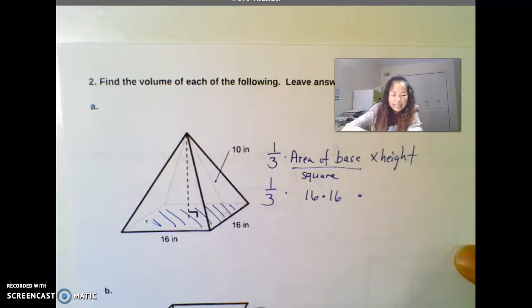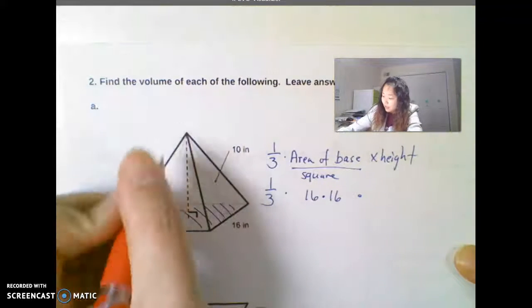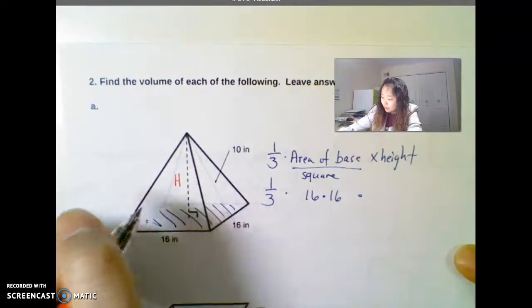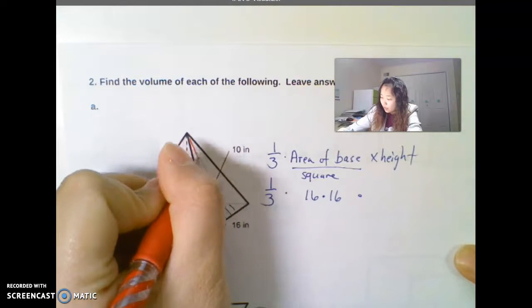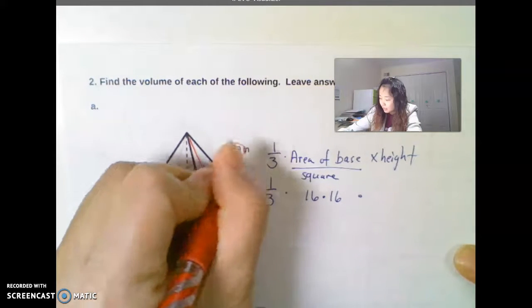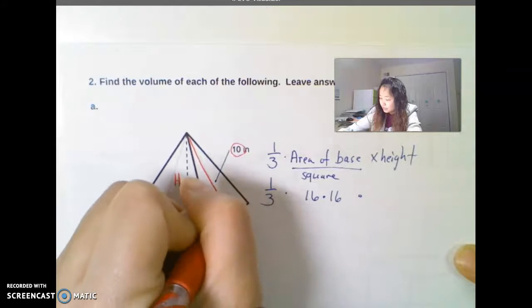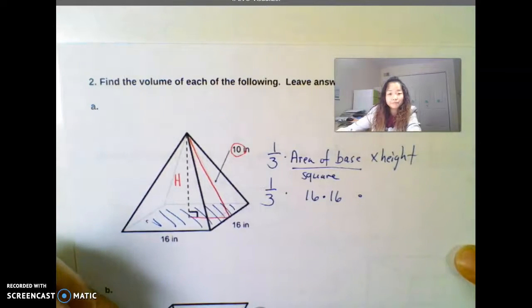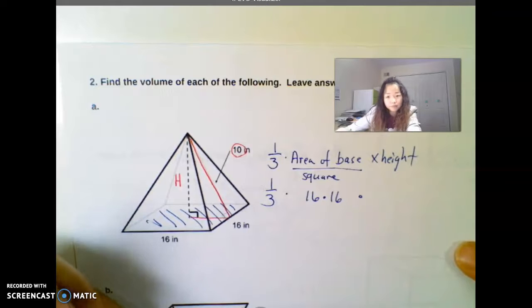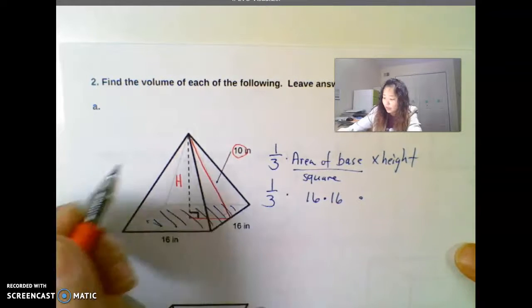They're so mean. They didn't give it to you. This is the height right there. We have the slant height that says 10, but we don't know what the height is. Oh boy. I know. This is special for other classes. So how do you figure out the height?